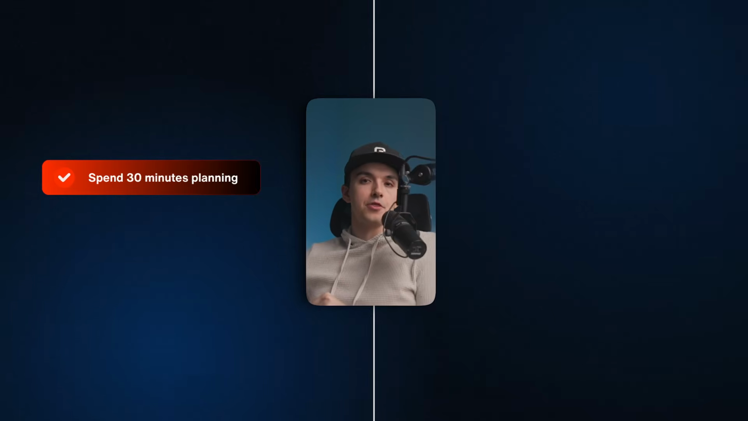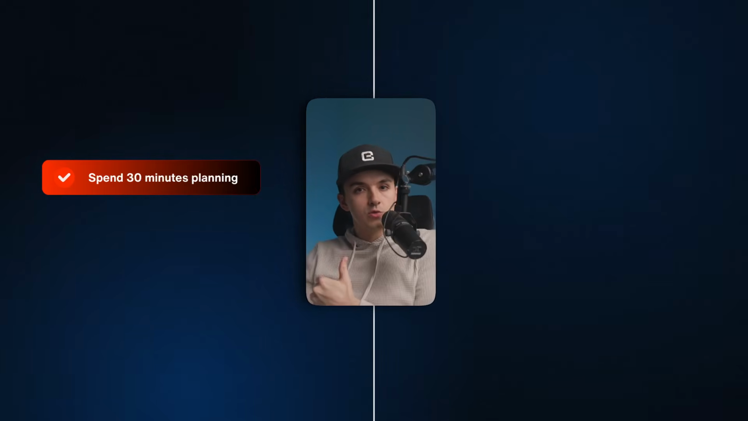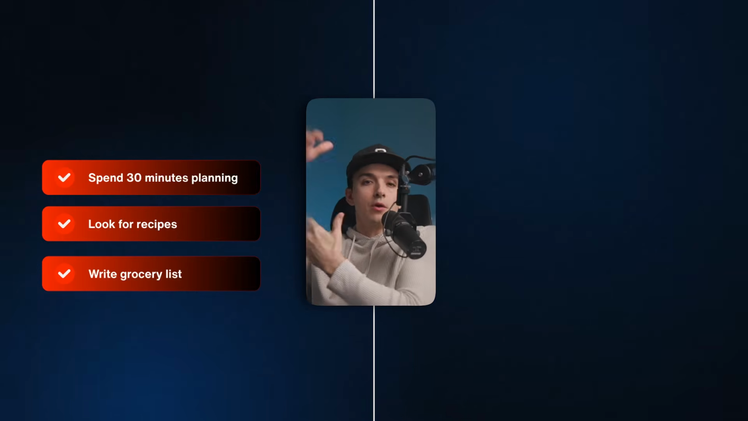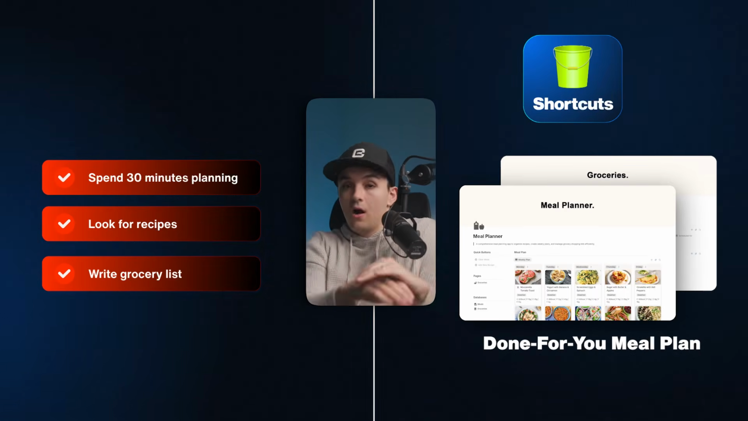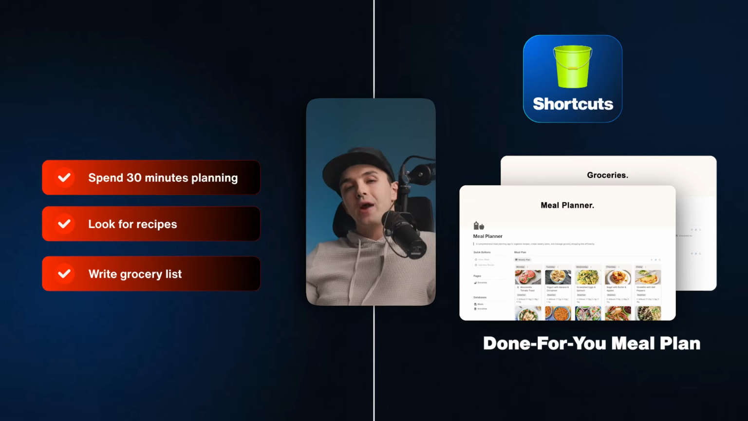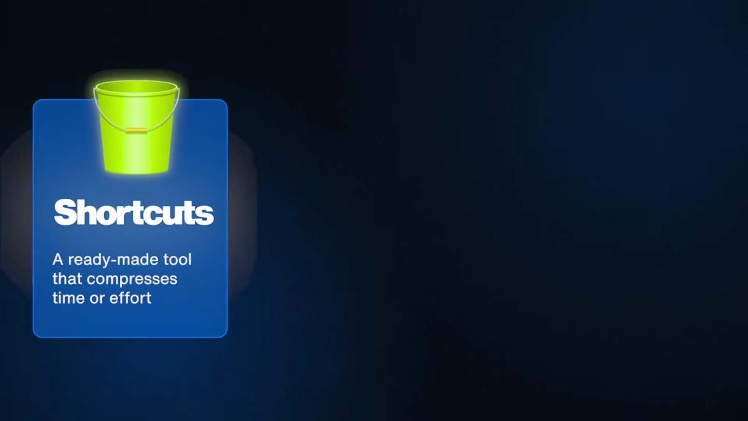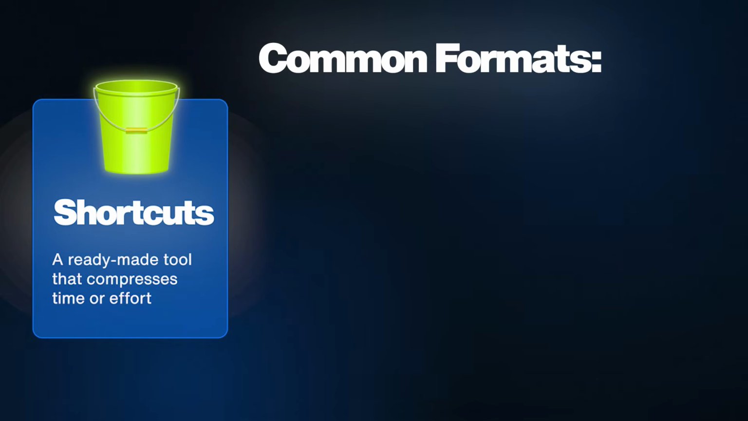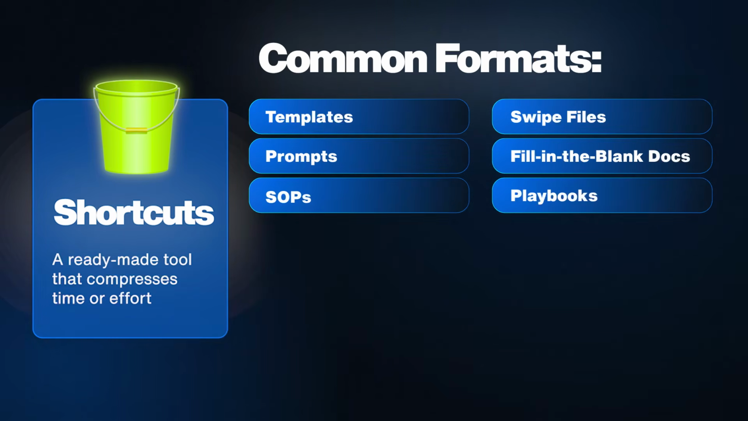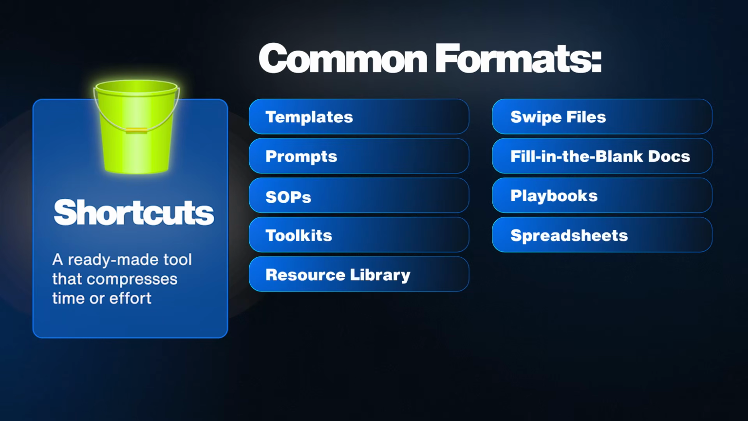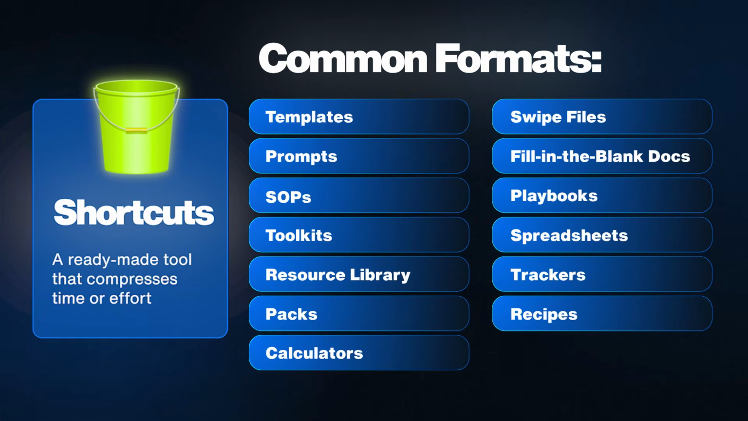You could spend 30 minutes figuring out what to cook this week, searching for recipes, writing out a big grocery list, or someone hands you a done-for-you meal plan with the grocery list already made. Same outcome, fraction of the effort and time. Some common formats and some of my favorites are things like templates, swipe files, prompts, fill-in-the-blank documents, SOPs, playbooks, toolkits, spreadsheets, and resource libraries. And here's a couple more that you can screenshot if you'd like to take a look.